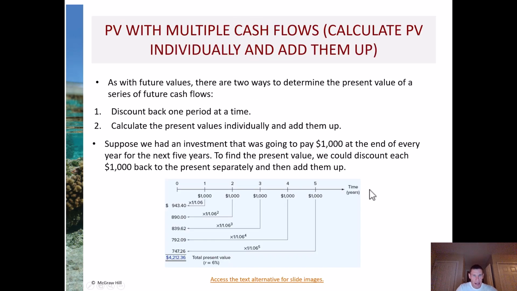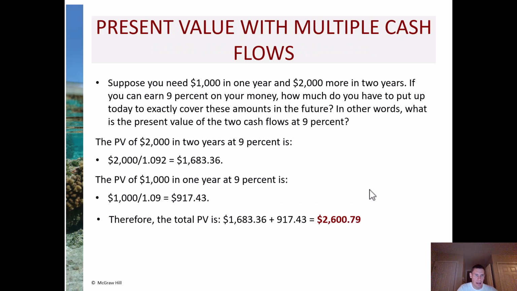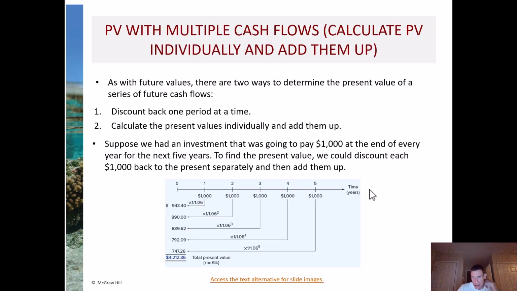All right. So as with future values, there are 2 ways to determine the present value of a series of future cash flows. Number 1 is more cumbersome, which no one really ever does: discount back 1 period at a time. Let me go back. That's kind of what we just did there. Or you can calculate the present values individually and add them up.